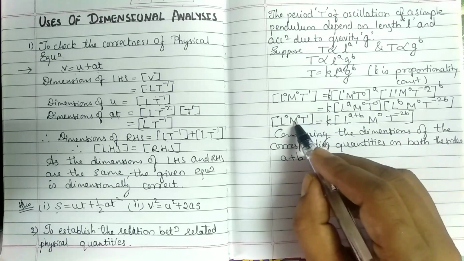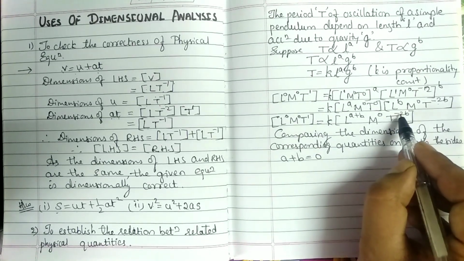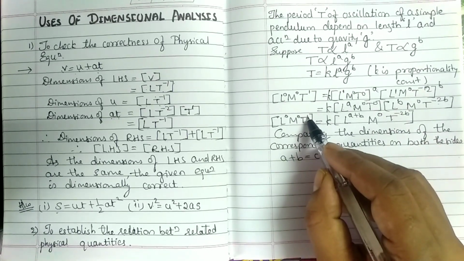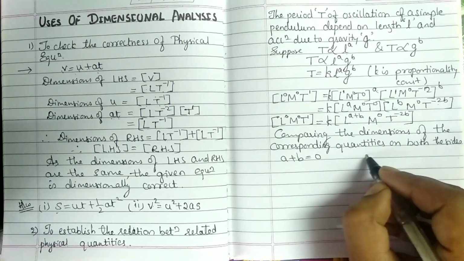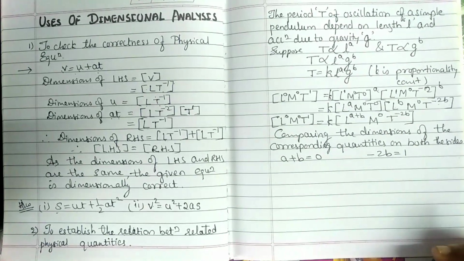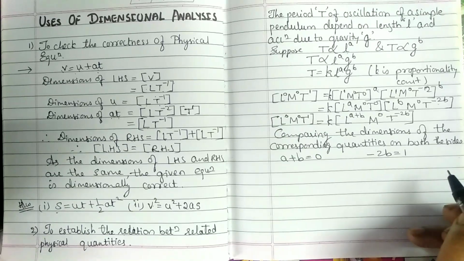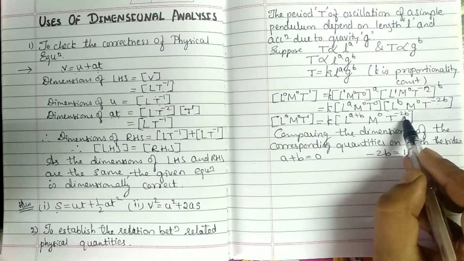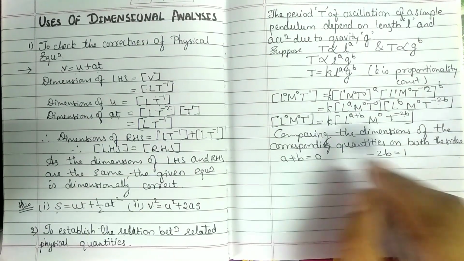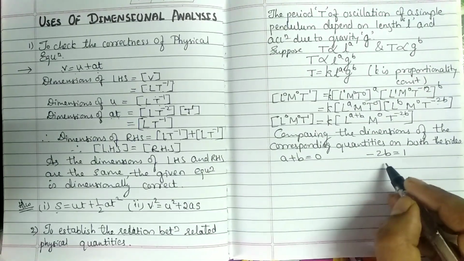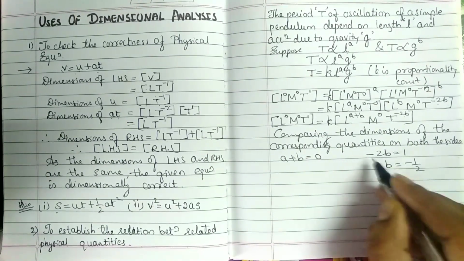M raised to 0, so leave that. T raised to -2B and T raised to 1 over here. So can I take -2B equals to 1 over here? So what I did, I compared the powers of the dimensions. So can I write B is equals to -half over here?